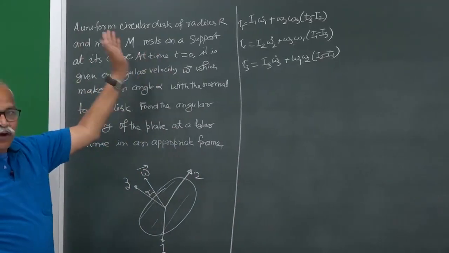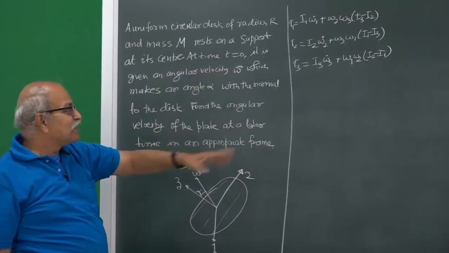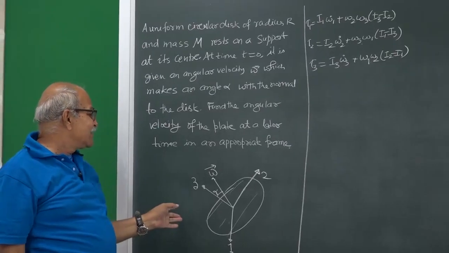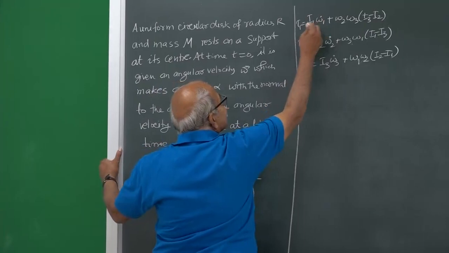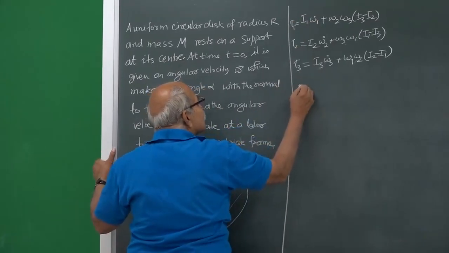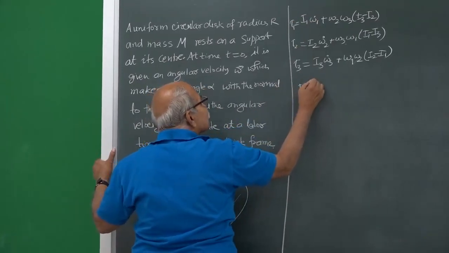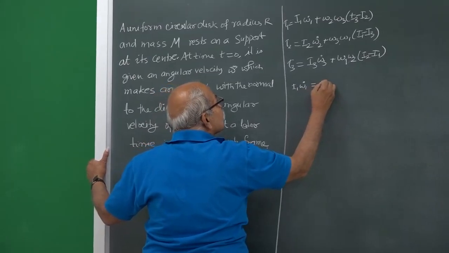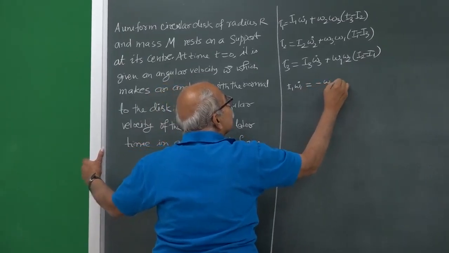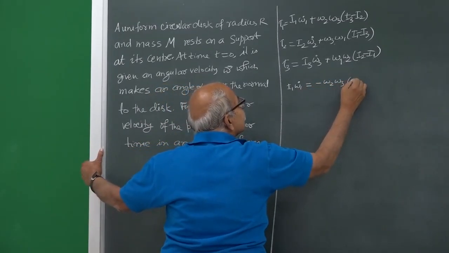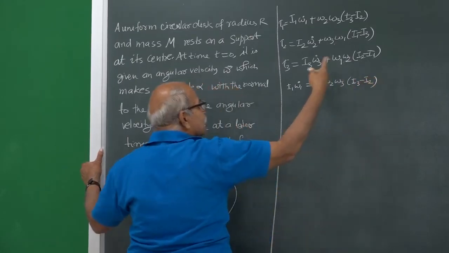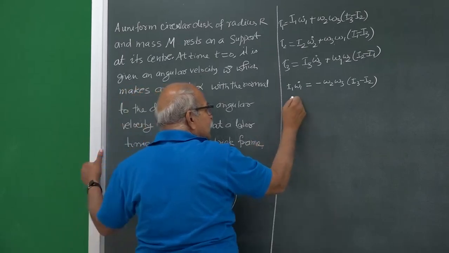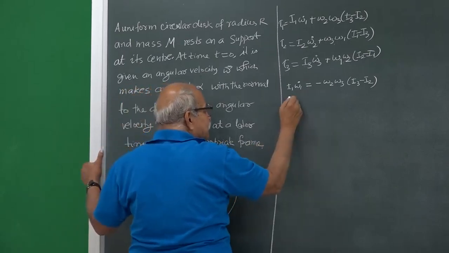In our case tau 1, tau 2, tau 3 all are 0, and then let us see what happens. What is this? This is 0. So, I1 omega 1 dot is equal to minus omega 2 omega 3 times (I3 minus I2). We know what is I1, I2, I3. Okay. So, let me put I1.